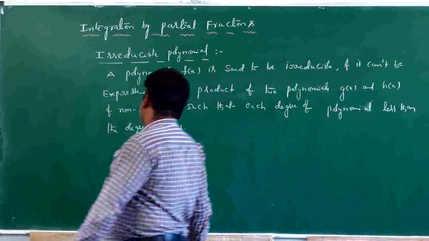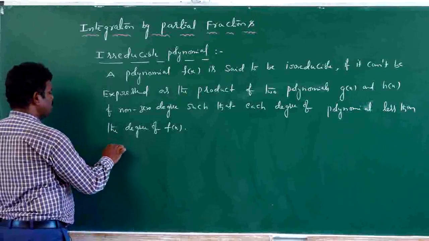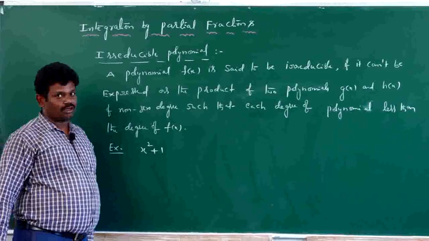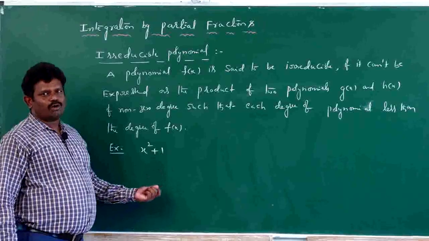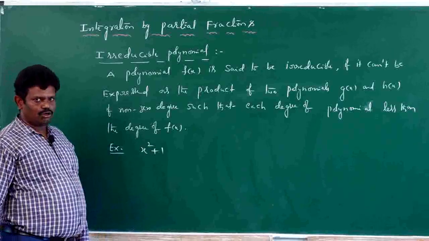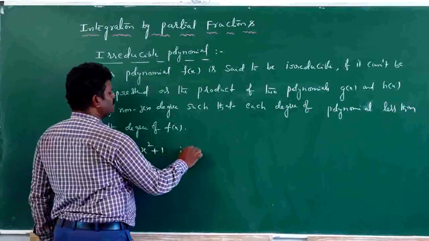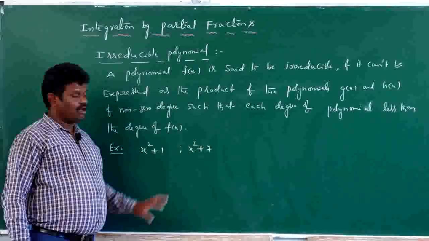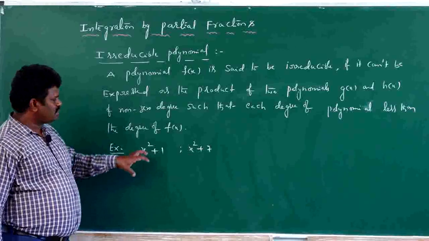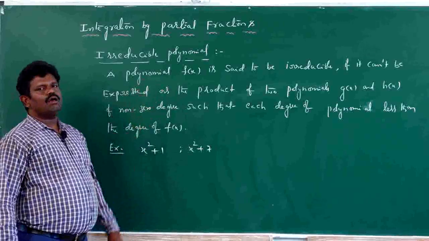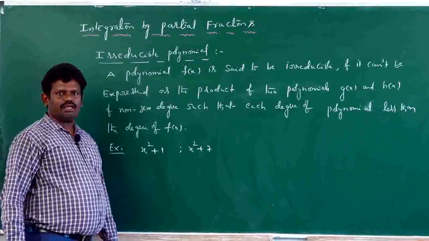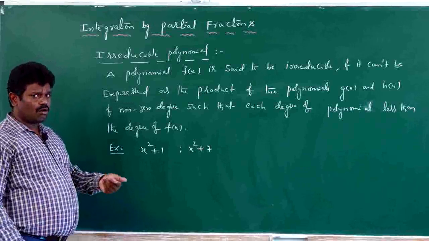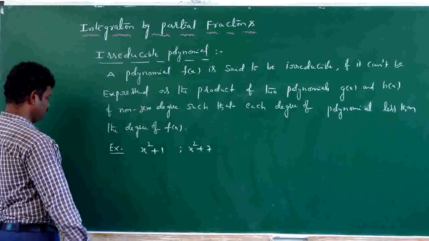For example, if you take x square plus 1, is it possible to write this as a product of two polynomials? Not possible. Such polynomials are said to be irreducible polynomials. Similarly, x square plus 7 also cannot be split into factors. So these two are examples of irreducible polynomials. And a reducible polynomial means those which are not irreducible are called reducible polynomials.